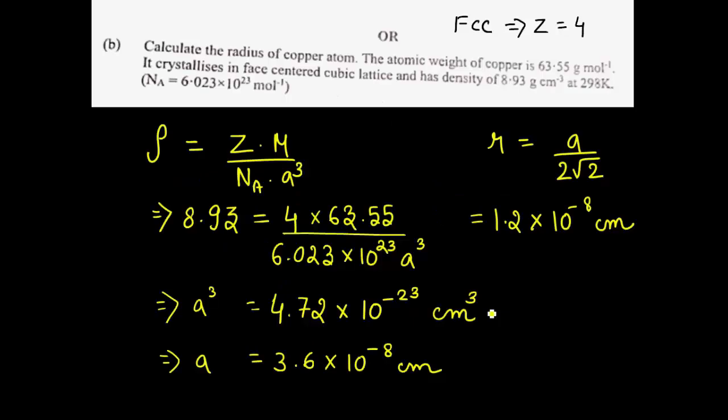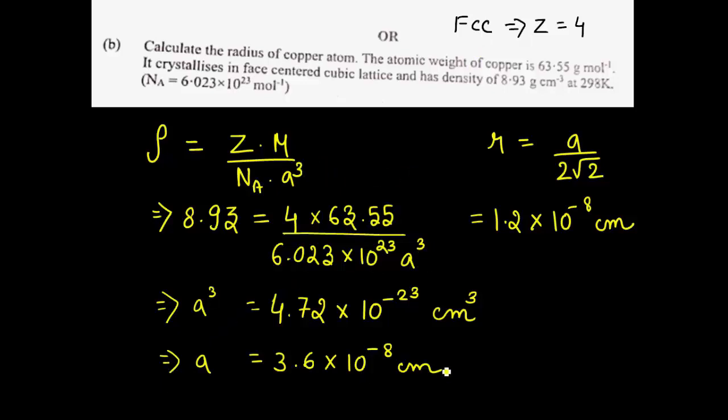Alright, this is another question and I have done this. Calculate the radius of copper atom. The atomic weight of copper is this. It crystallizes in FCC lattice and has density of 8.93 at 298 K. So we will use the same formula where density is 8.93, that's given. Z is equal to 4 because FCC means Z is 4. Molar mass is given. We know the Na and we have to find the value of A again.